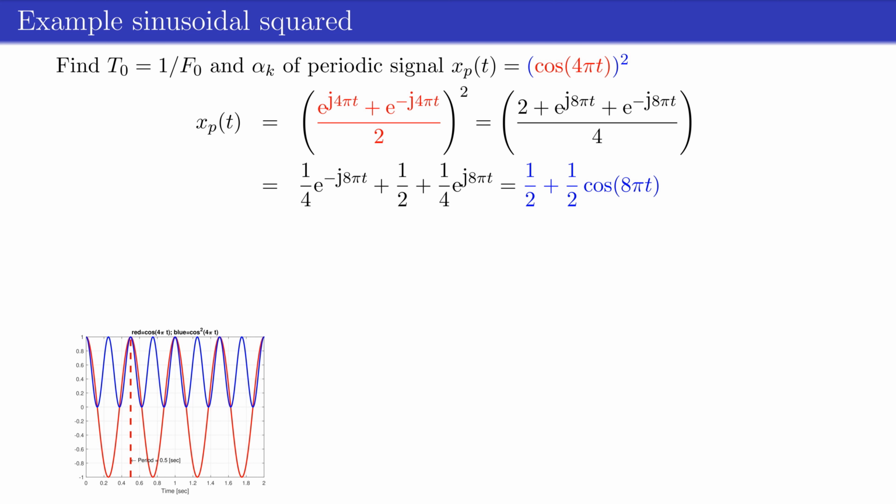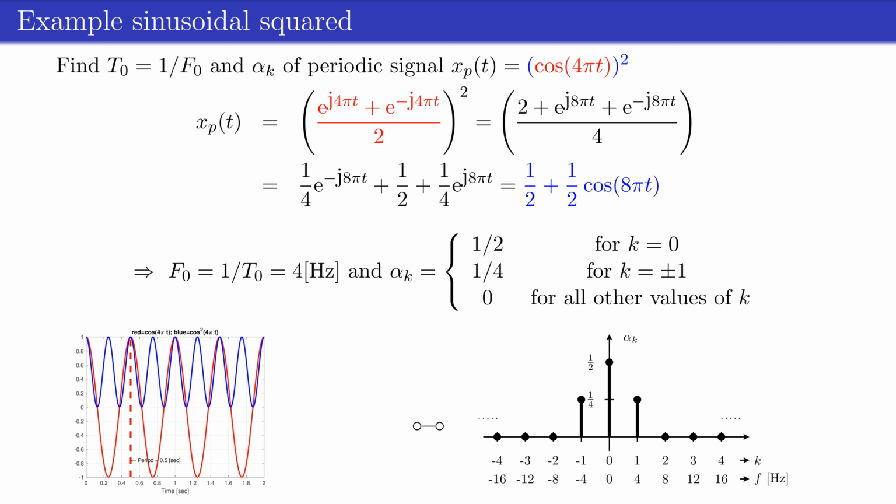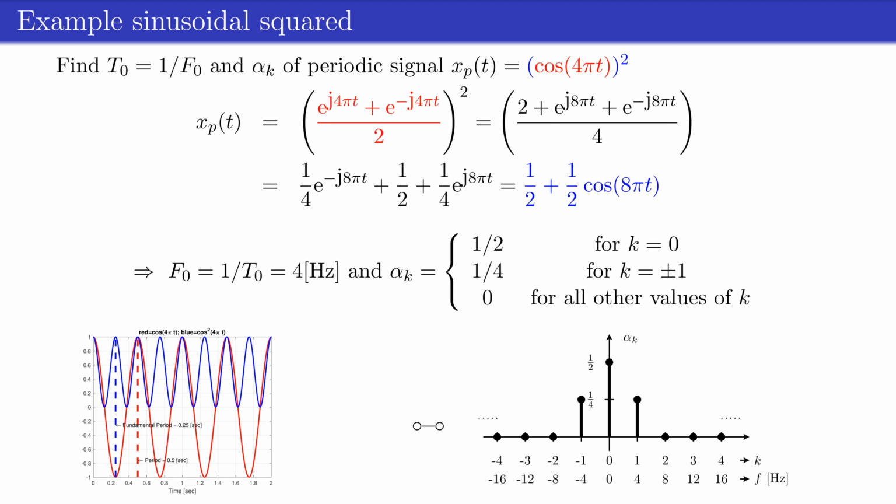This implies that the squared sinusoidal has a frequency of 4 Hz and the weights alpha k are given in the equation and represented in the spectral plot. Note finally that the fundamental period t0 is 1 over f0, which equals a quarter of a second.